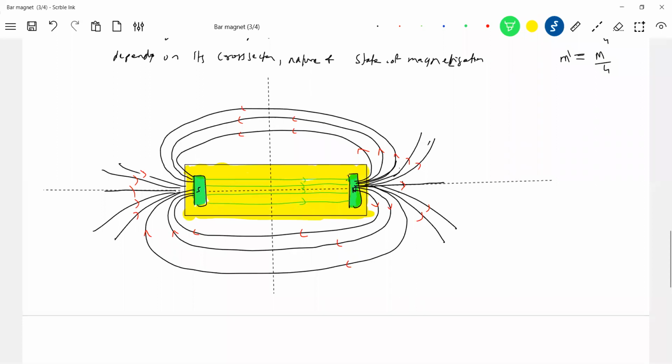Now, if you draw a tangent at any point, you get the magnetic field. You draw a tangent. The tangent will give the direction of B bar at that particular point. So on the axial line, the B bar will be along M bar. Always show that M bar. On the axial line, the B bar will be in the direction of M bar.